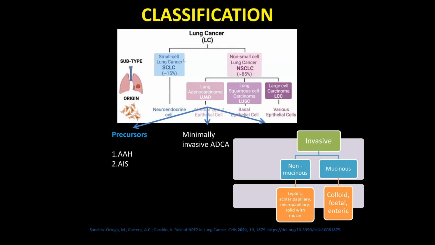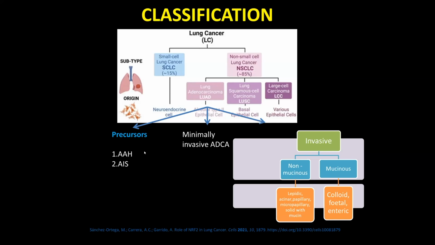Thank you very much. So you know that based on the cell type, lung cancer is broadly divided into non-small cell cancer and small cell cancer, which is of neuroendocrine origin. We will look at all those in detail. Non-small cell lung cancer is divided into adenocarcinoma, squamous cell carcinoma, and large cell carcinoma. We will spend some time looking at adenocarcinoma in more detail.